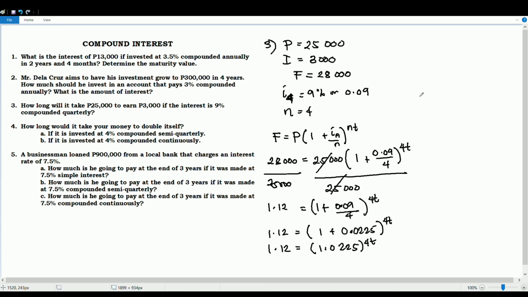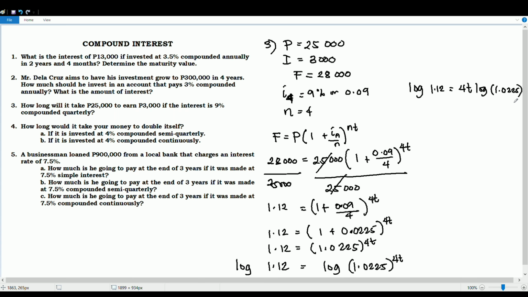We can use the function of the logarithm. We can take the log of both sides of the equation so that the exponent on my right side becomes the numerical coefficient of the log. So log of 1.12 is equal to log of 1.0225 raised to 4t, and we will be applying the property of logarithms that the exponent becomes the numerical coefficient. Therefore, it will become log of 1.12 is equal to 4t log of 1.0225.